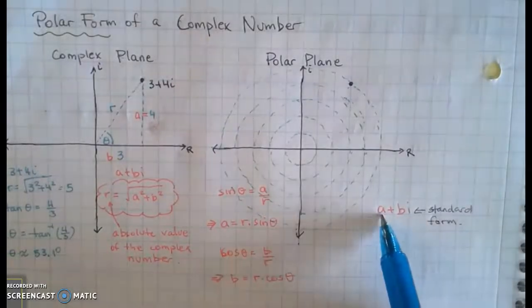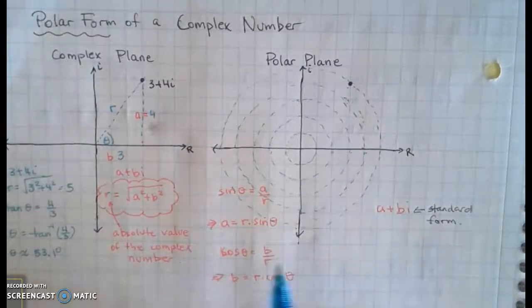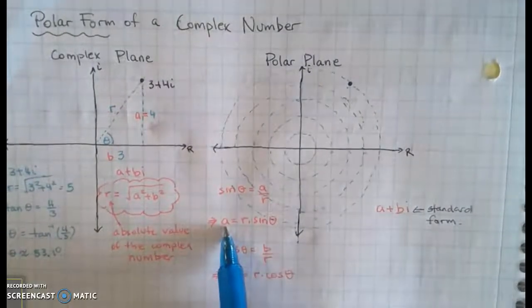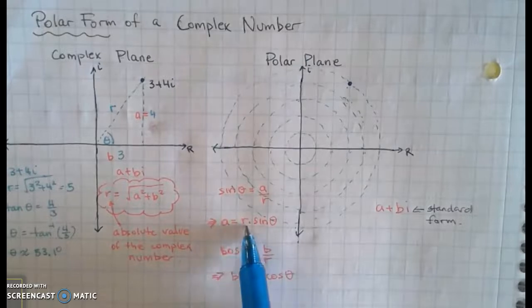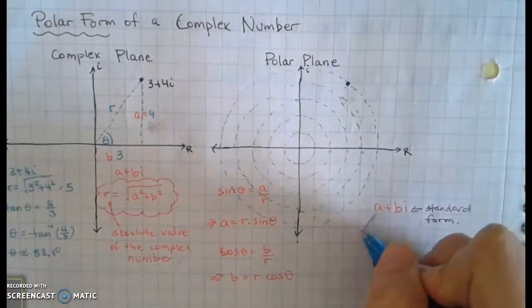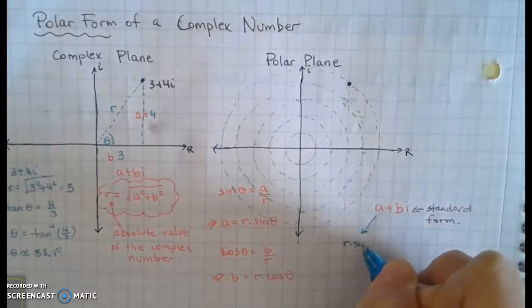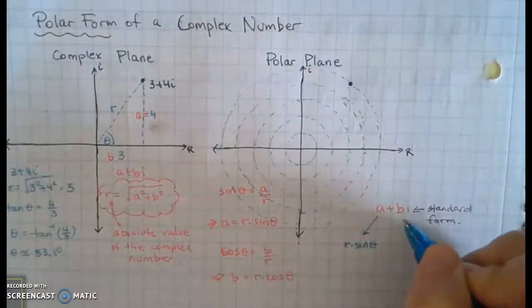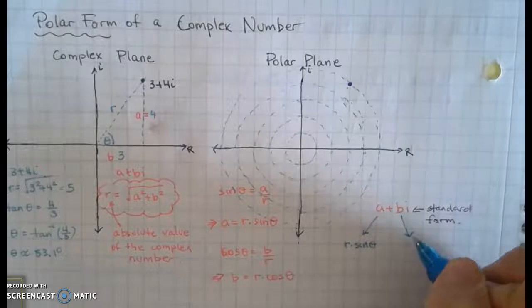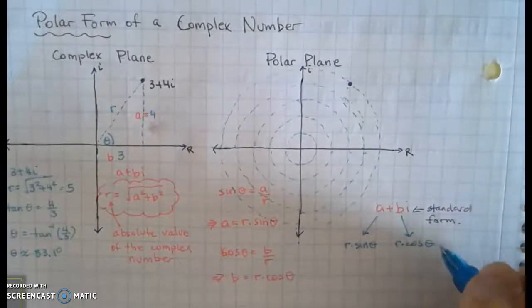Where we left off was a plus bi. That's the standard form of the complex number. So we can use the values that we found here. A can be replaced with r times sine of theta, and b can be replaced with r times cosine of theta.